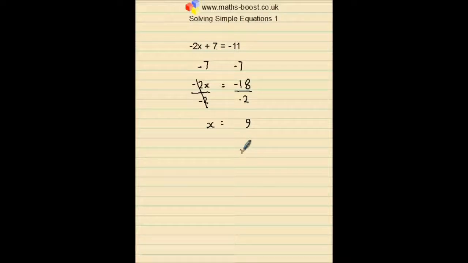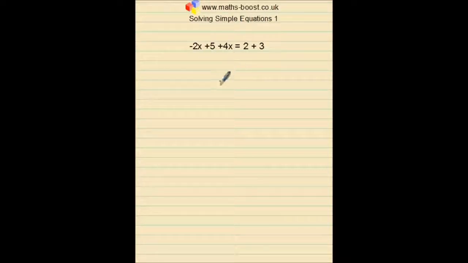So there's our answer. Maybe I'll put a few extra terms in. Just make life easy for yourself. Whenever you see an equation like this, always collect like terms before you even begin to solve the equation. So I'll collect the x's together here on the left, and I can sum the numbers together on the right.